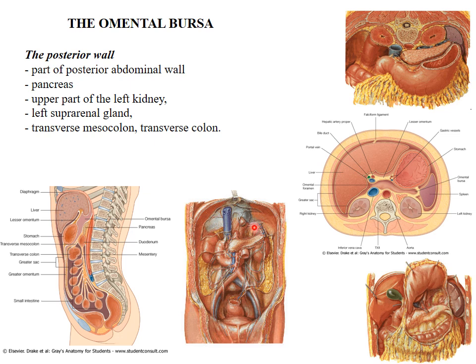This is the left kidney, left suprarenal gland, and transverse mesocolon and transverse colon. The left suprarenal gland, left kidney, pancreas, transverse mesocolon and transverse colon are part of the posterior abdominal wall. Here on the sagittal section, we can see the posterior wall, pancreas, and transverse mesocolon and transverse colon.